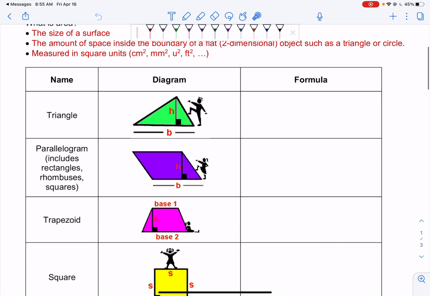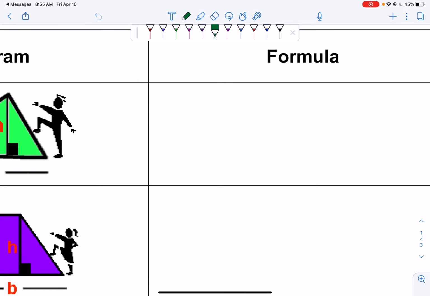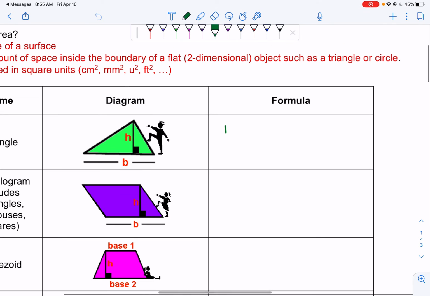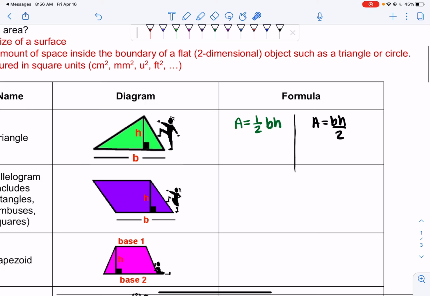Okay, now let's look at our figures. We have a triangle. This is a triangle. Right here, this is a triangle. We need to know what the shapes are. The area formula for a triangle can be written in two ways. We can write it as area equals 1/2 the base times the height, or we can write it as area equals BH over 2. I actually prefer this way right here. It just looks nicer to me.